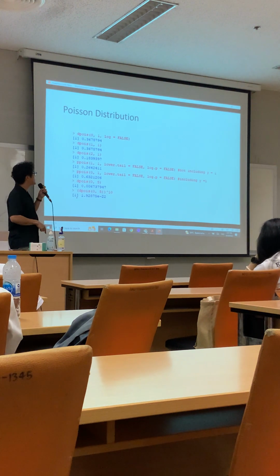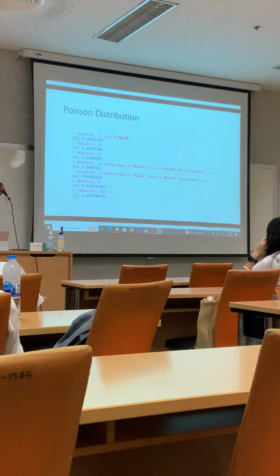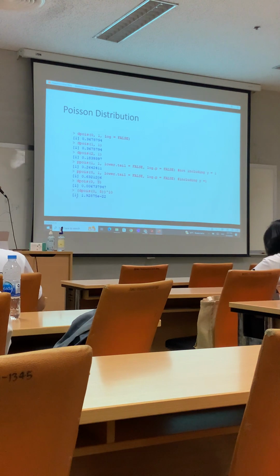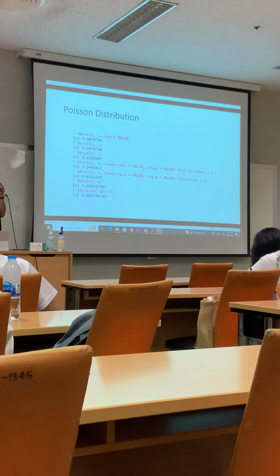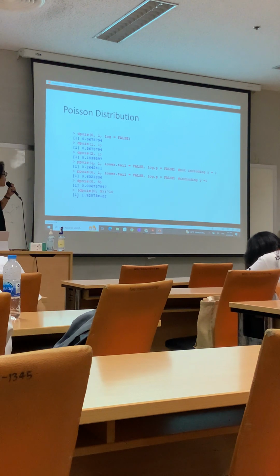Is that the same as what we calculate using math? No, it's not. Now, look at this second command. I'm changing from 1 to 0. Lambda is still 1, lower tail is still false, and I get 0.632106. Is that the same as the math? Yes. So you can see that you get the correct answers when y has to be 0, not 1.